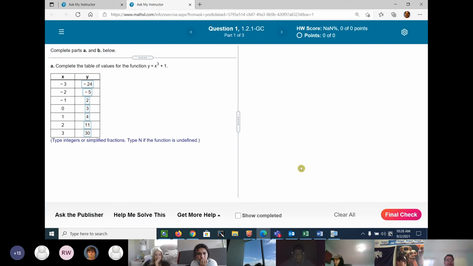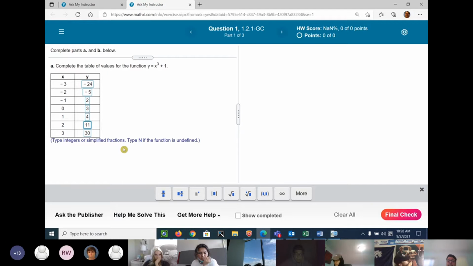Final check. 2 cubed is 8 plus 1. Well, wait a minute. 2 cubed is 8 plus 1 is 9. So that'll be a 9. 3 cubed is 27. 27 plus 1 is what? 28? Okay, yeah. I think this was a different problem. Yeah, it is. 1 cubed is 1 plus 1 is 2.